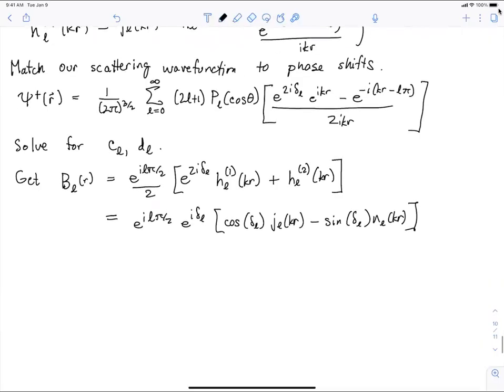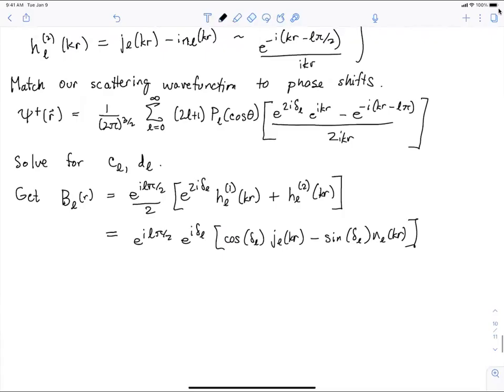Okay, so there's our BL of R. And this is valid for all R much, much larger than big R. And the unknowns in it, actually there's only one unknown, and that's the phase shift, delta L.